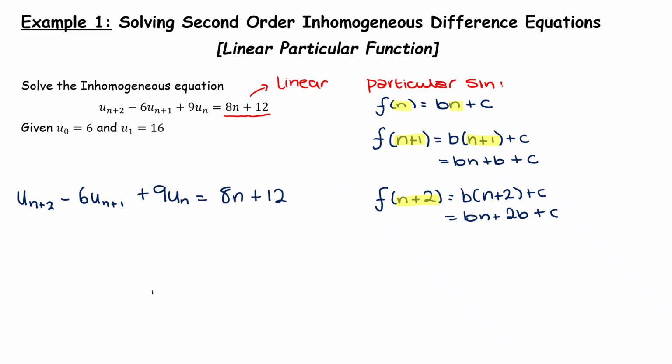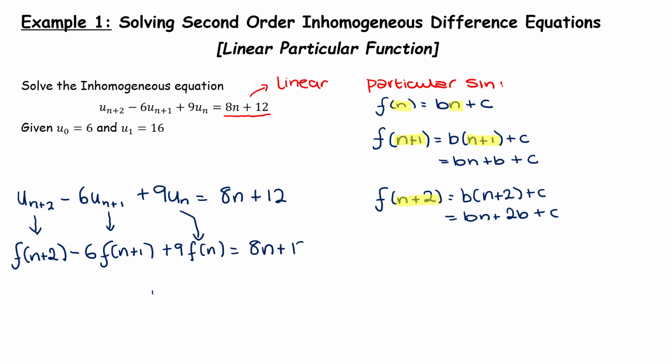So what we're effectively doing is saying, if each of those u_n+1 and n+2 and n were functions, what would they be? So we're going to plug in f(n+2). Then we have minus 6, and instead of this, we're going to plug in f(n+1). Then we have plus 9, and this becomes f(n), and then the right-hand side doesn't change.